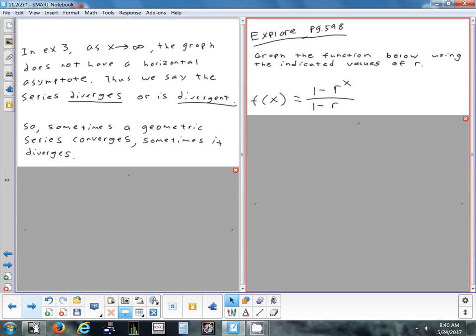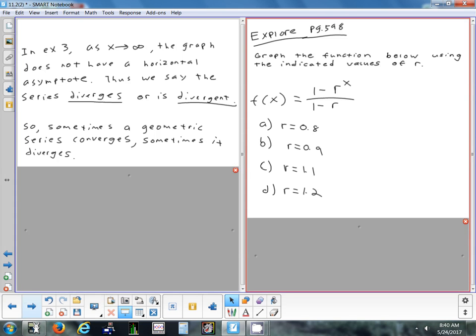In your book, I think it's on page 598, what they have you do with a graphing calculator is just explore what happens if you let r be different values. Because that's what you multiply by each time, and that's the only thing that determines if it converges or diverges. Any guess what would happen if we let r be 0.8? That would converge. How about 0.9? That would also converge.